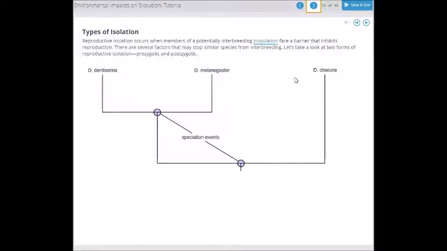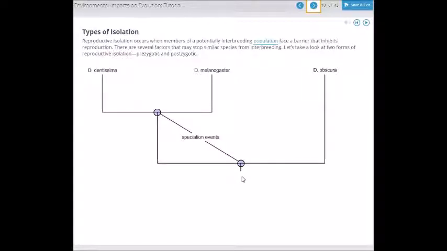Here are three types of flies: Drosophila melanogaster, Drosophila dentissima, and Drosophila obscura. Okay? Now, what happened, you know how this works. This kind of looks like it's part of this line, but it's not. This is saying this is a speciation event, and this is just drawing a line to it. So don't pretend like this line here is the same as this line here. Okay? But so here's what happened.